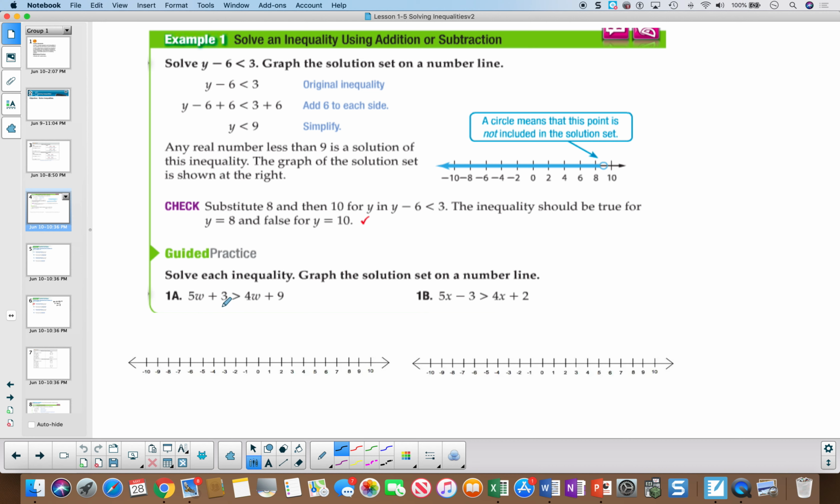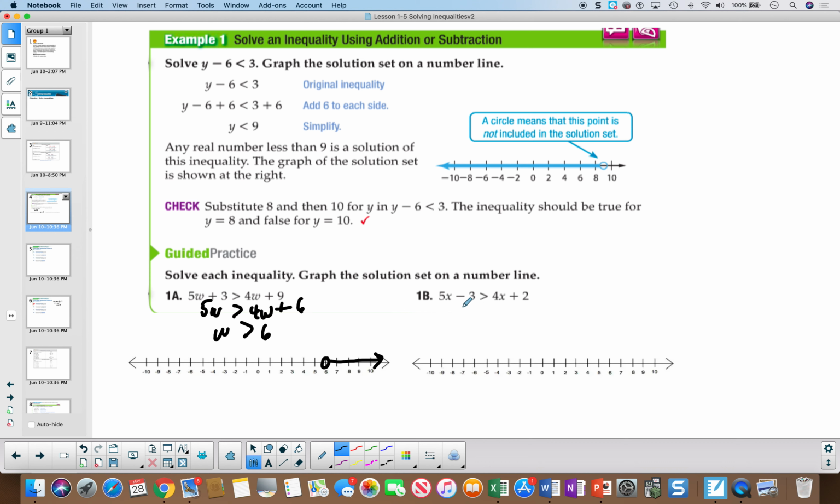Let's go ahead and solve this one. I'm going to subtract 3 on both sides, so that'll be 5w is greater than 4w plus 6. Now I'm going to subtract 4w on both sides, so this will be w is greater than 6. So how do I graph this? Well, I'm going to put a circle around 6. That means don't include 6, but all values that are greater than that. Notice I haven't changed my greater than sign.